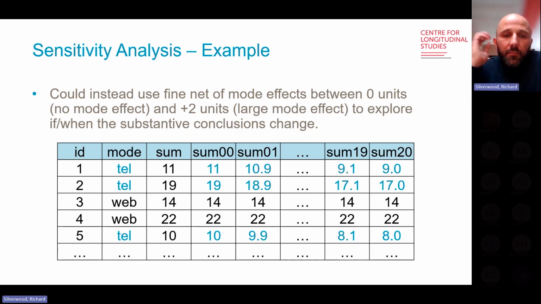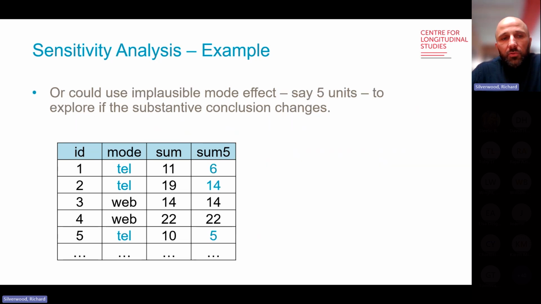So here we use these values in the same way, generate these new simulated variables, which are the counterfactual values for everyone under the same mode of data collection. Again, conduct our analysis of choice, display these perhaps in some graphical way, and see how sensitive our conclusions would be. And as I said, the final option might be to choose an implausible mode effect. So here, say 5 units, go through exactly the same process. The idea being that if substantive conclusions don't change, even with an implausible mode effect, then they shouldn't for a more plausible value.